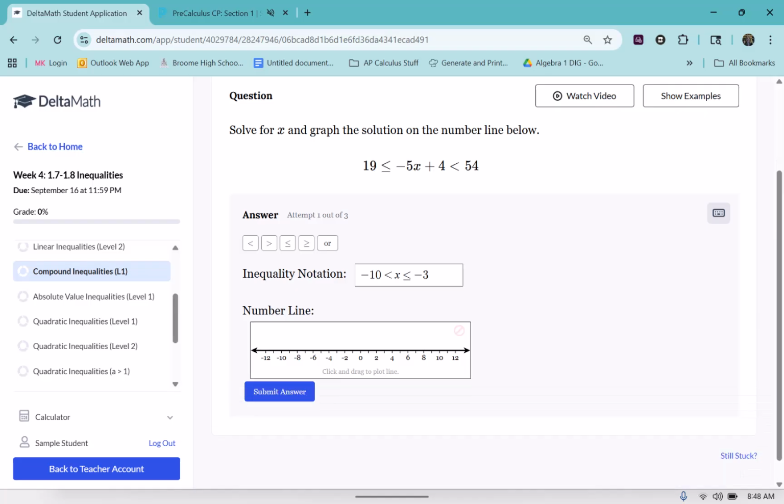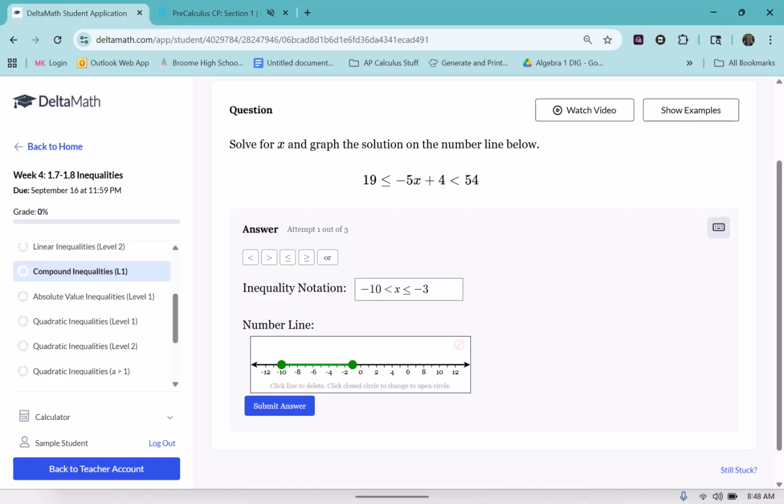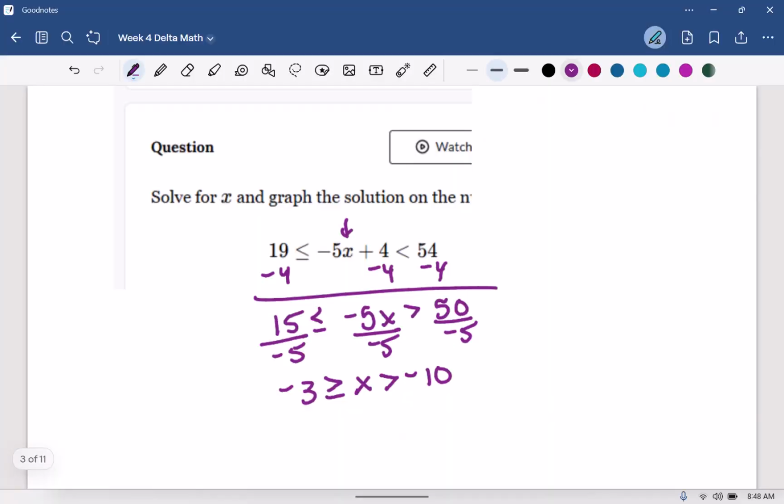-10 to -3, you drag it, and then you tap it to open that circle up. I'm trying to tap it. It's not letting me tap it, but you would tap it right there. I would have to open my computer back up to be able to tap it, but you just tap right there. There it goes. Okay. Then come back over here.